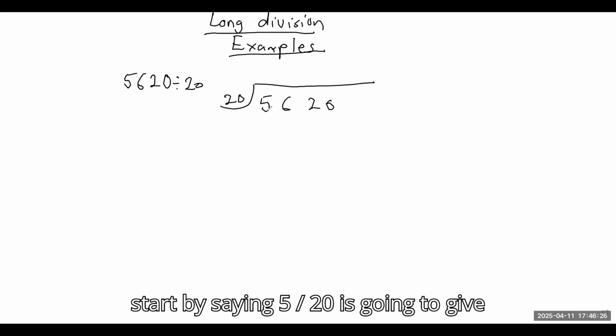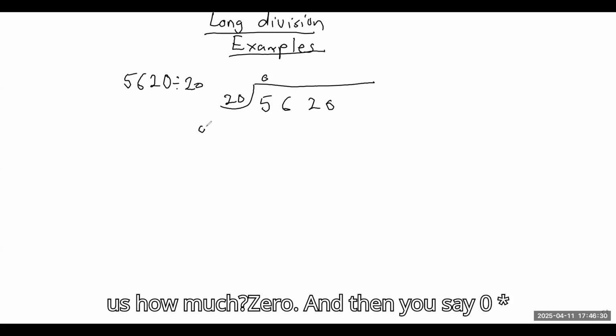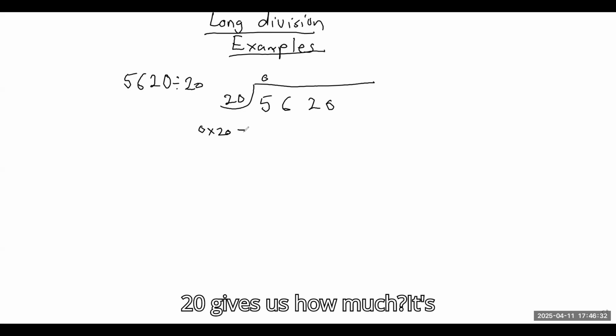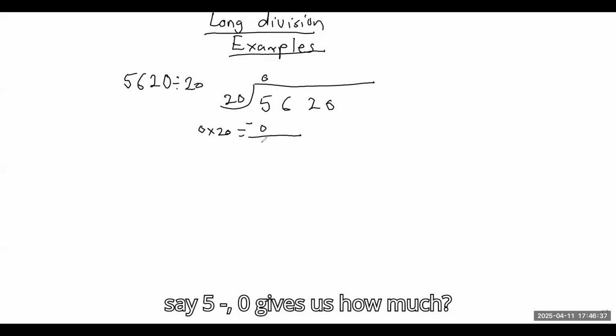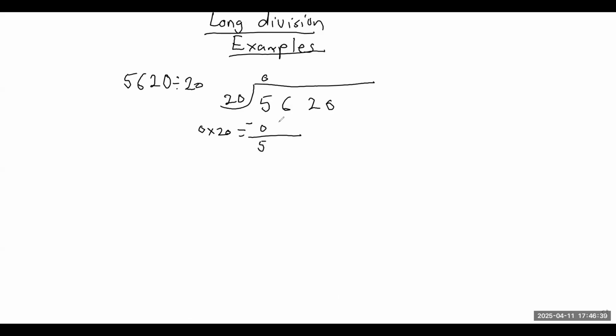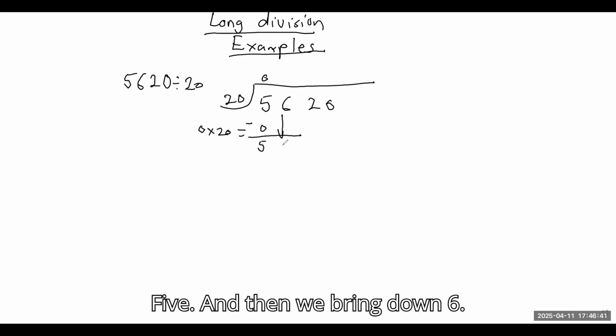Okay, so we're going to start by saying 5 divided by 20 is going to give us how much? 0. And then we say 0 multiplied by 20 gives us how much? It's going to give us 0. In that case, we say 5 minus 0 gives us how much? 5. And then we bring down 6.